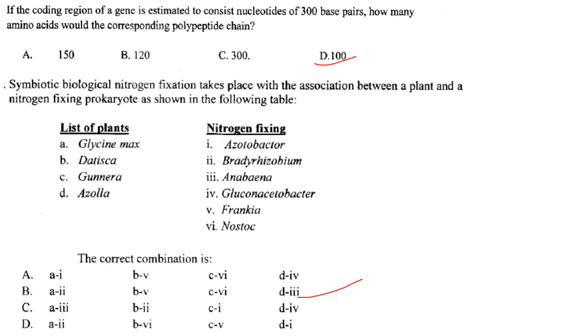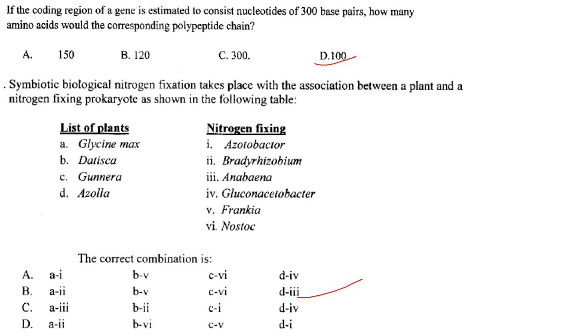Then next one. If the coding region of a gene is estimated to consist of 300 base pairs, how many amino acids would be in the corresponding polypeptide chain? So coding region is 300 base pairs. So 3 base pairs will code for 1 codon, and 300 base pairs will code for 100 codons. So answer is option D, 100.